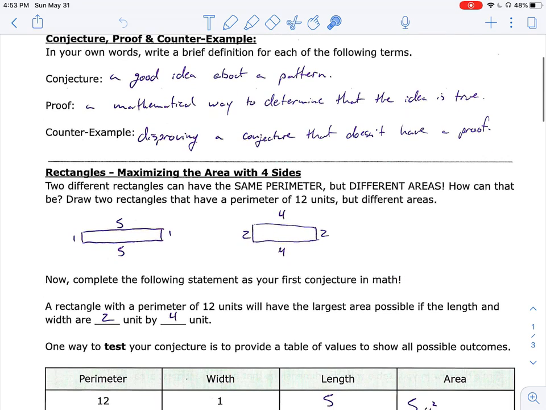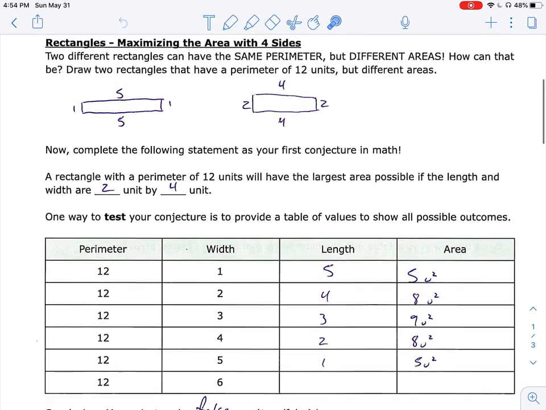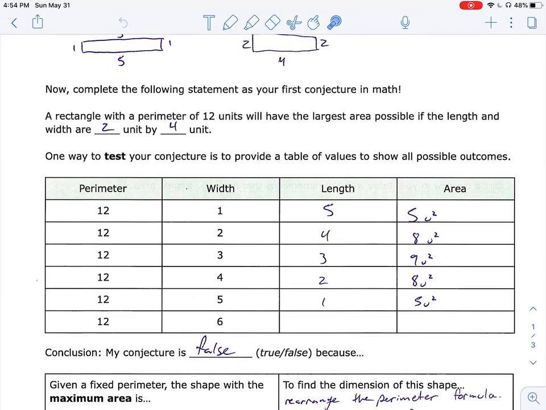So if I was to complete a conjecture, basically a good idea, well, what would my idea be? A rectangle with a perimeter of 12 units will have the largest area possible if the length and width are, I'm going to go with 2 by 4, which is the example that I have right here. One way to test our conjecture is to provide a table of values.